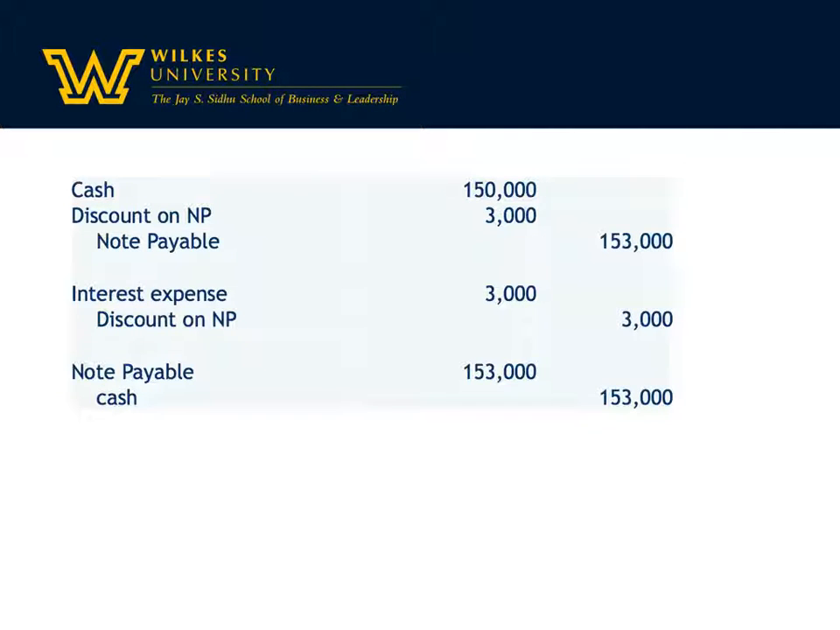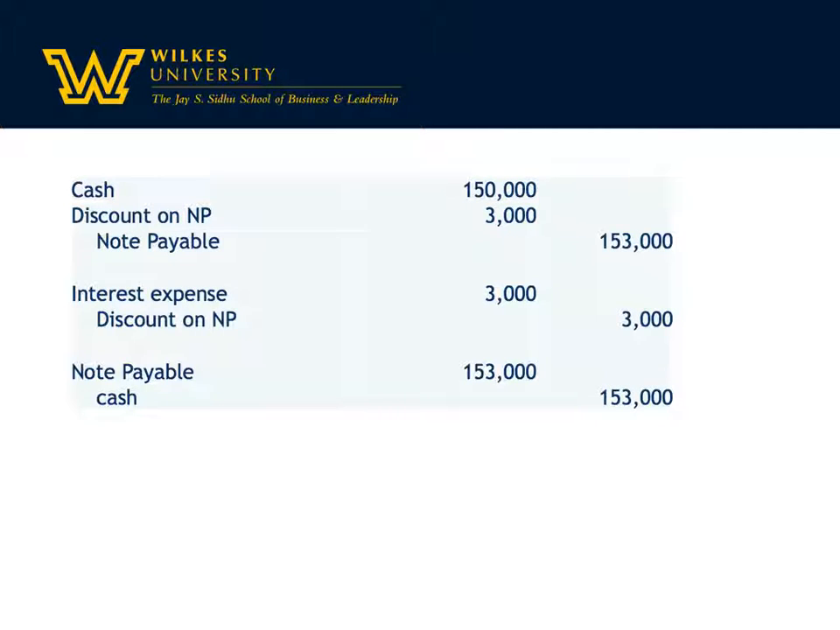There's another way to record the note as well, and that's a debit to cash because the amount received was $150,000, a credit to the note payable of $153,000, and a debit to the discount on notes payable. And your note would be shown at notes payable of $153,000 less the contra liability of $3,000, so your net value is $150,000.